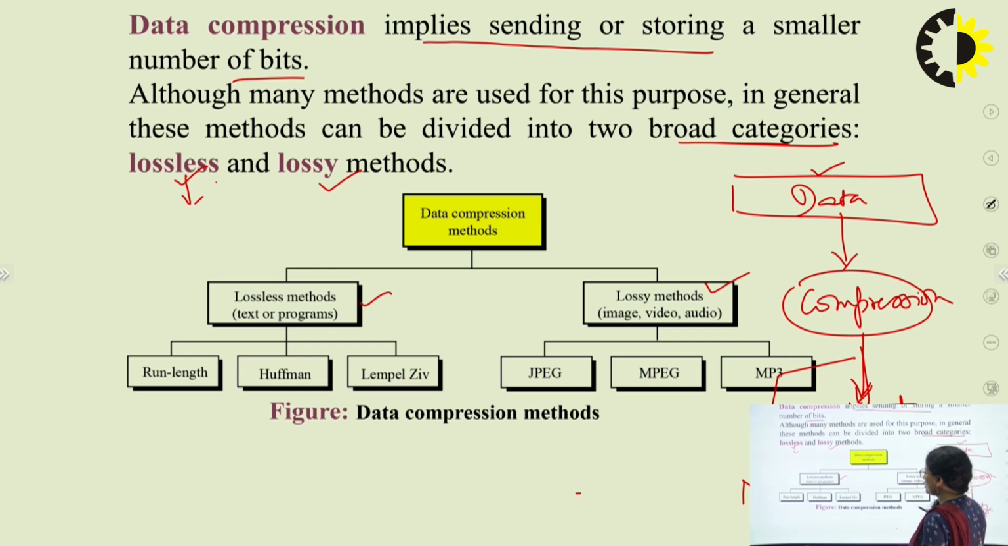Lossless data compression methods normally work on data in the form of text or programs. In that case, we can't afford to go for compression techniques where we lose some information; we have to maintain the originality. So we will go for lossless data compression techniques. In the case of lossy methods, the data on which we apply our lossy algorithms are normally image data types, video data types, or audio data types.